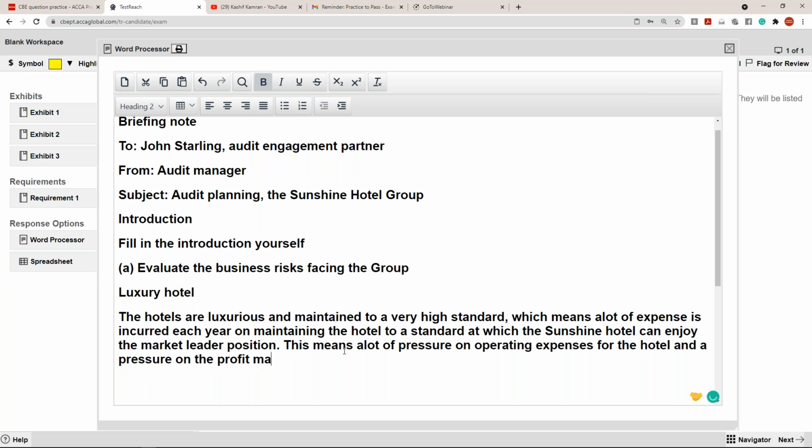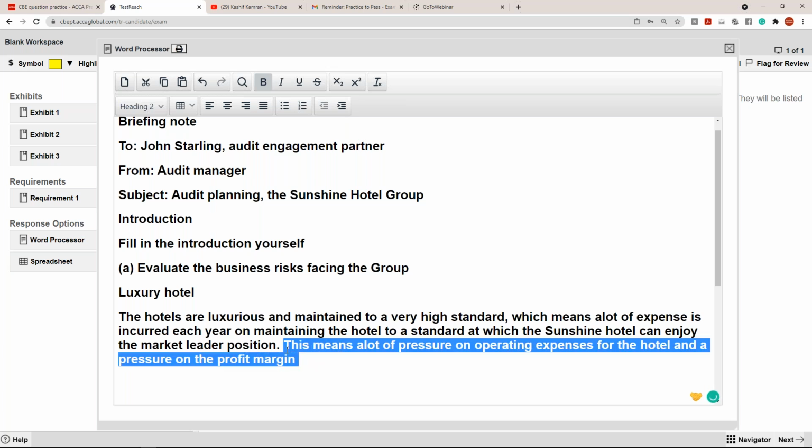Do you believe this will result in a lot of profit? This will result in a lot of pressure on the profit margins for the hotel and a lot of pressure on the operating expenses, because they are following a business model which is luxurious, and anything which is luxurious demands a standard and a lot of expenses. So this means a lot of pressure on operating expenses for the hotel and a pressure on the profit margin. Is it adversely affecting the business objective, everyone?